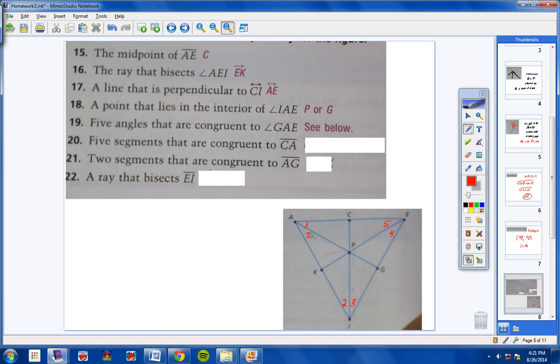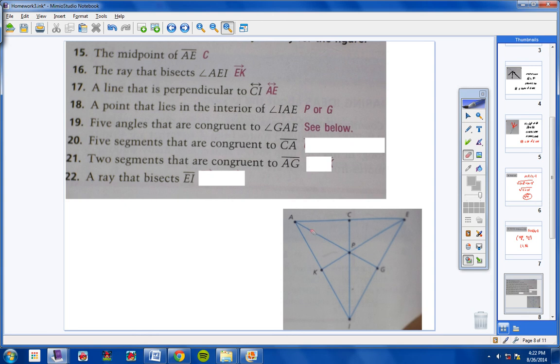So what is the name of angle 1? Well, it's angle GAK or GAI, whatever you want to call it. And what is the name of angle number 2 right here? Well, you could call it angle AIC or angle KIC or KIP, or any of those different arrangements would be fine. Okay, what is the name of angle 3? Well, it's angle CIE or CIJ or PIG or PIE. All of those are totally fine. I'm not going to go ahead and do angles 4 and 5. Hopefully you're getting the idea, okay? So those are the 5 angles that are congruent to angle GAE.